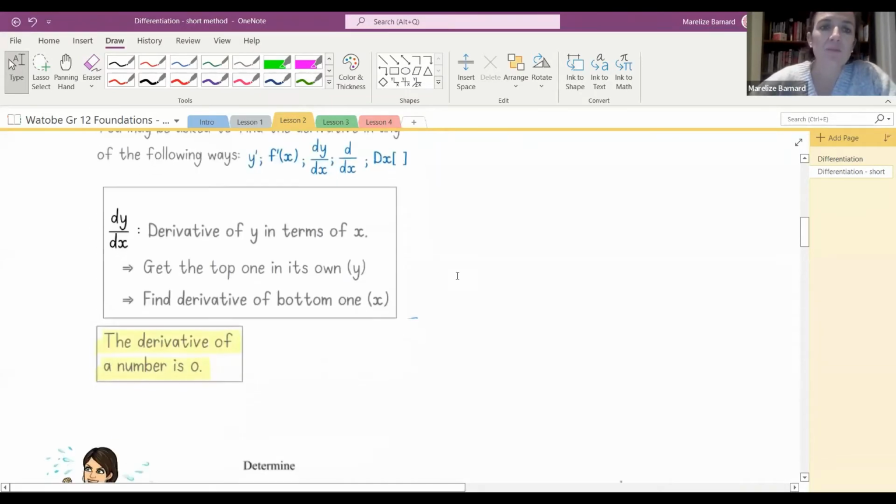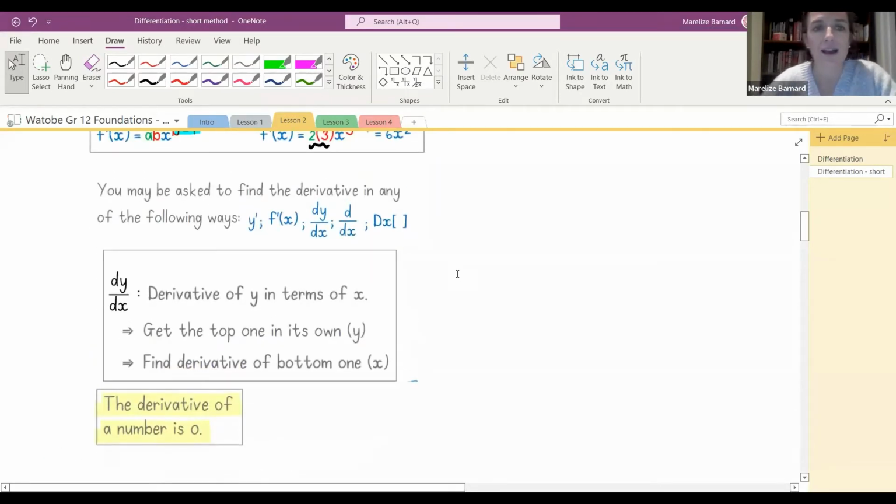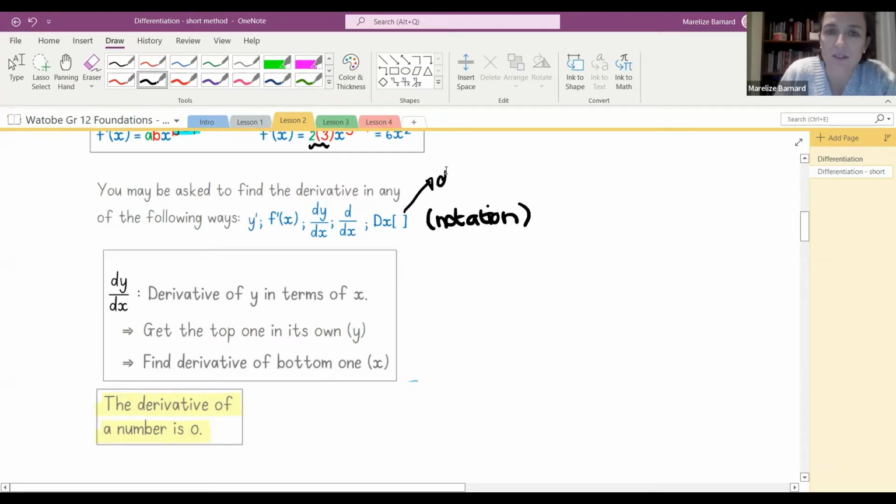Okay, so there are a number of ways to use notation in calculus. I'm going to call this here the notation. Notation is just a way of saying that this is what you need to find. So y dash, f dash x, dy by dx, d over dx, and this capital letter D over dx, all of that means the same thing. You must find the derivative. In other words, you must differentiate.